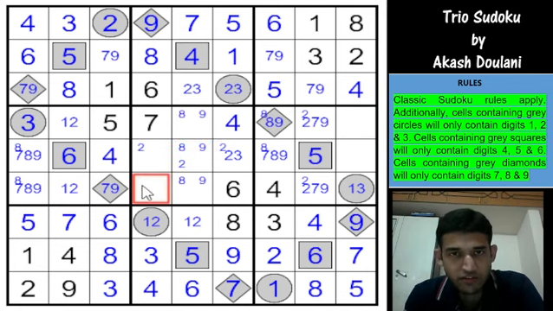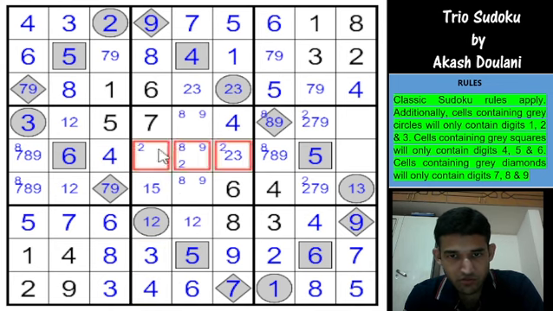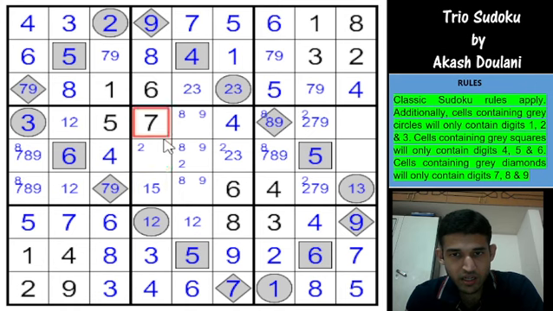So this cell has to be 1 or 5. Can't be 6 7 8 9, cannot be 3 4, cannot be 2. So this would be 1 or 5. And this has to be 1 or 2 because of the 5 here. Which means I get a 5 in column 4, so that's a 5.